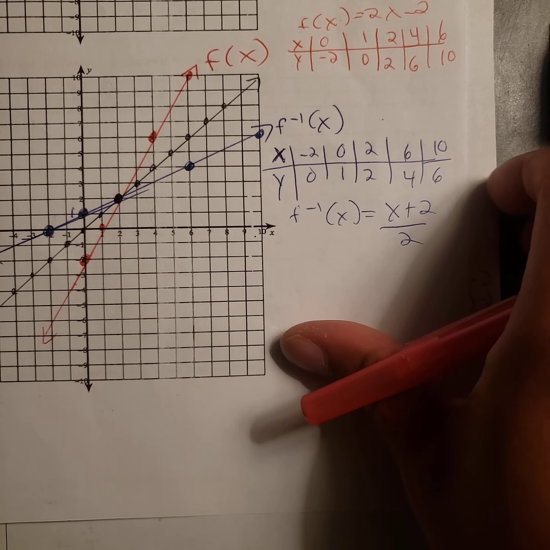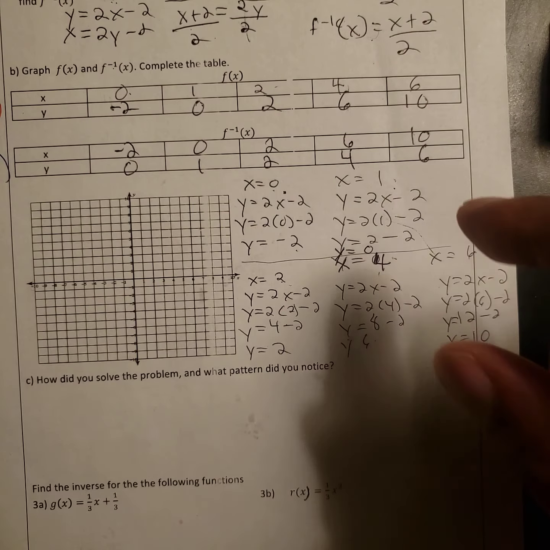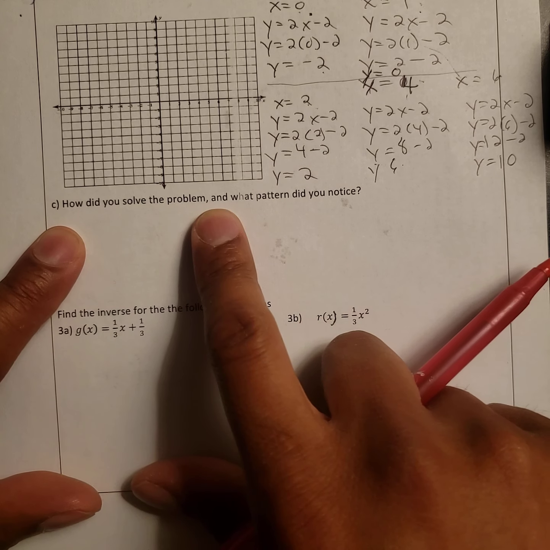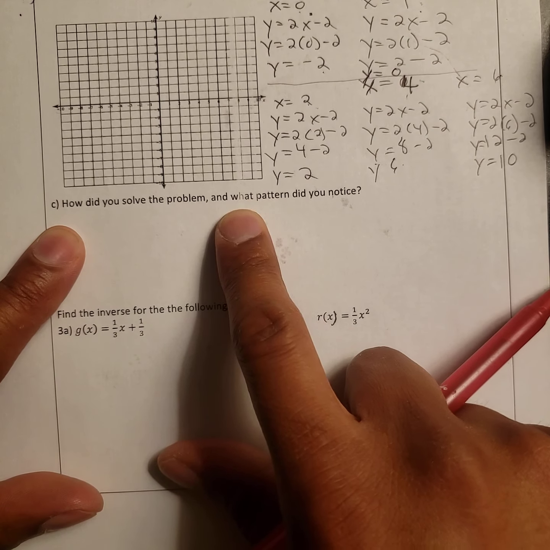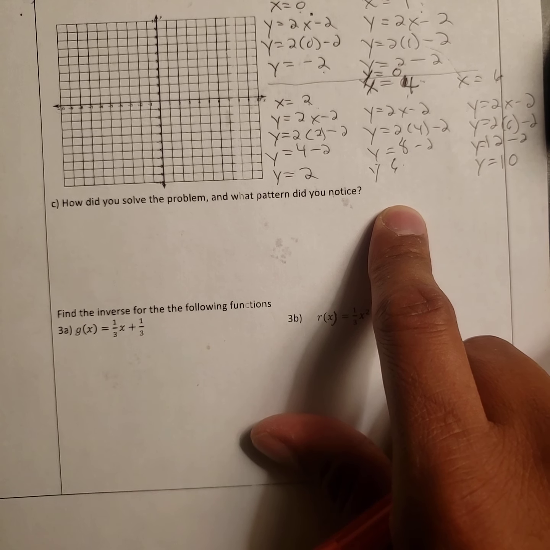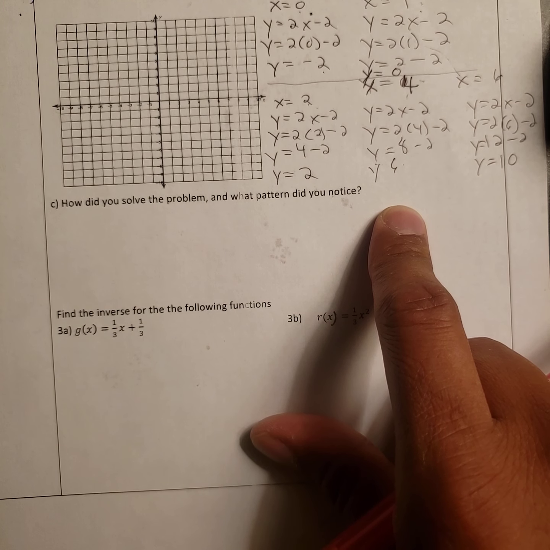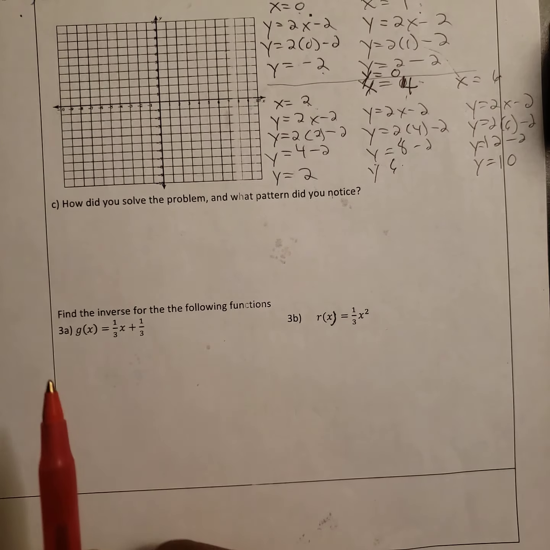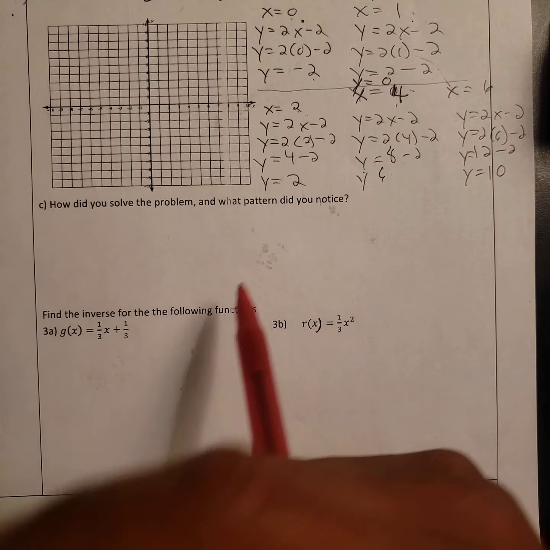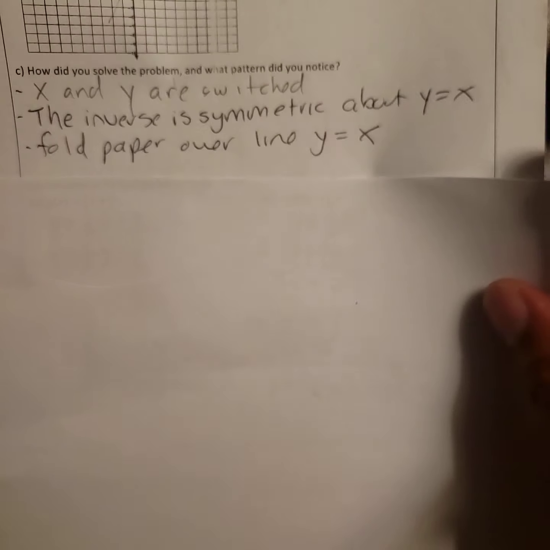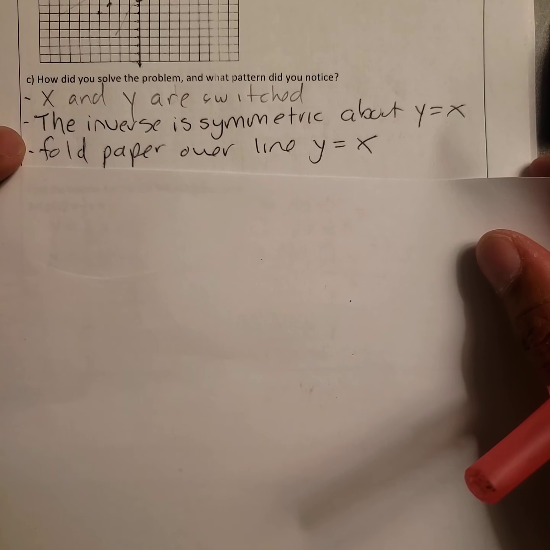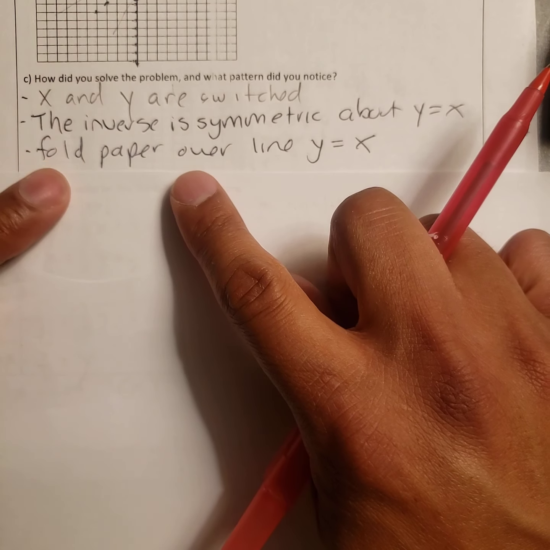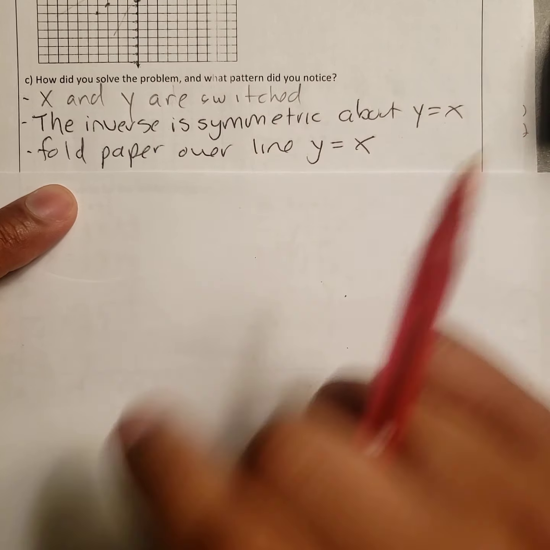Okay. So on the next one, I want you to see if you can answer the following question. How do you solve this problem? What pattern do you notice? It's pretty simple. I'll show you the answer here. Might be a little bit sloppy. X and y are switched. The inverse is symmetric about the line y equals x. And if you fold the paper, it will fold over the line y equals x.